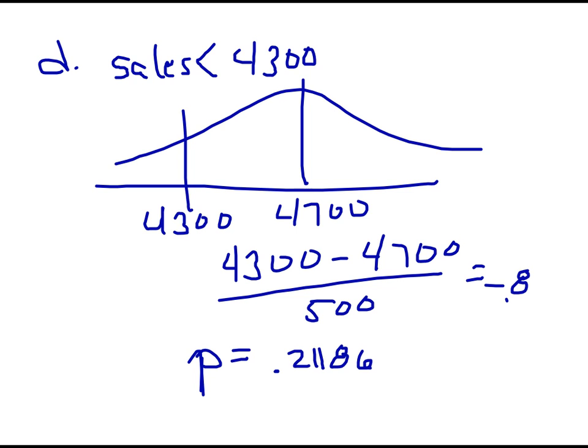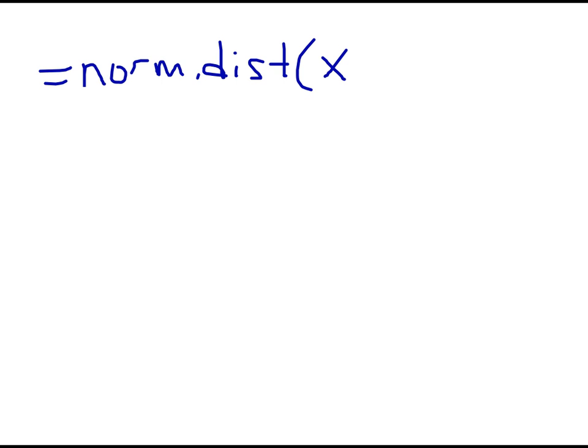So that is normal distribution calculated by hand, and let's do it using Excel. The command in Excel is norm.dist. So the first number that we type in is x, followed by a comma, and then we insert the mean, and then the standard deviation, and then whether or not it's cumulative. And most of the time for these, you put in true.